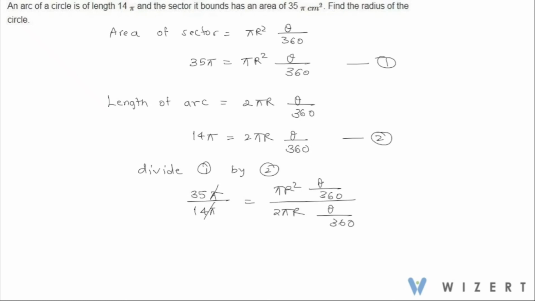So let's write this. We have 5 by 2 equal to r by 2. Therefore, we get r equal to 5 centimeters. This is the answer. Radius is 5 centimeters.